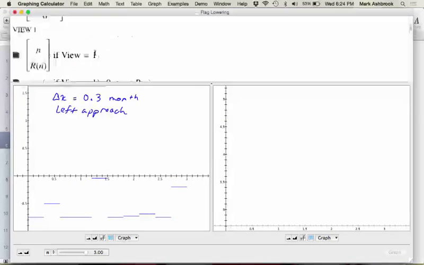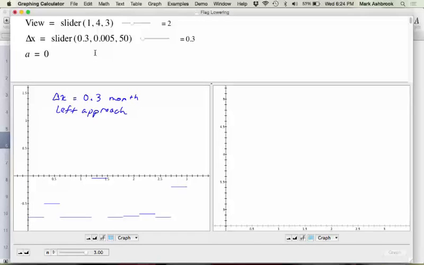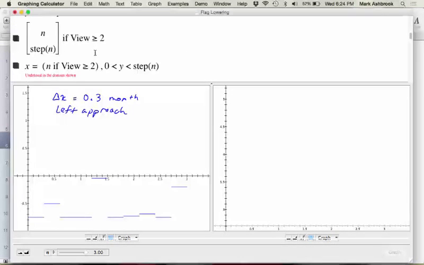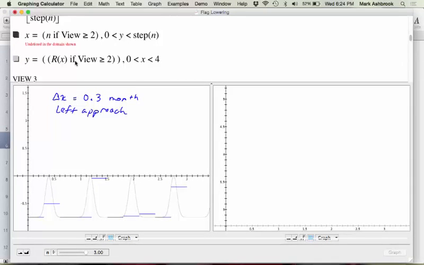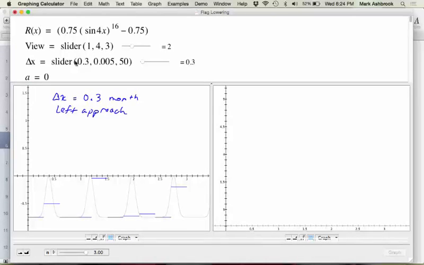There we go. Okay, so with delta x equals 0.3 and a left approach, let's just make it faint. Can you still see it? Perfect. All right, so it's nice and faint. So with delta x equals 0.3 and a left approach, how are we doing at estimating or reproducing the actual rate function with these constant rates? How's it doing? Good or bad? Or kind of good or kind of bad? It's a little high.